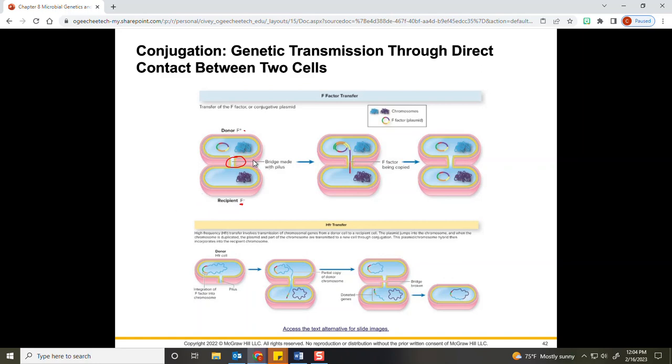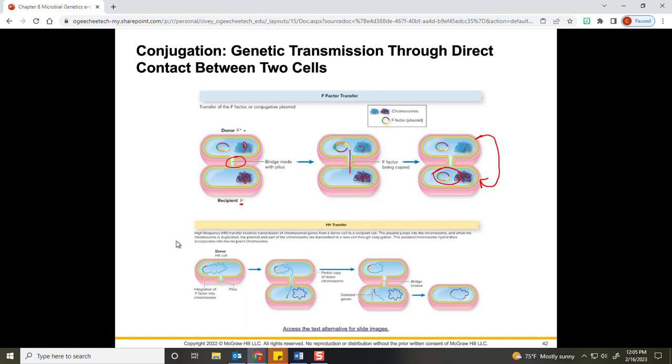So now, if F factor is found on the plasmid, and again, this would be the main chromosome. This multicolored one is the plasmid. Here we see that the F factor, the entire plasmid that it's on, has been replicated, and one of the copies is going into the recipient cell. So now, after all is said and done, it's essentially like this cell number 1, the donor, has given the recipient the ability now to make a pilus and connect with other cells for future gene transfer.